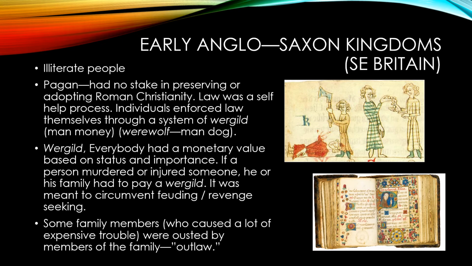These early Anglo-Saxons made up the southeast portion of Britain. They're illiterate, they're pagan, and they are not adopting Roman Christianity. Law for them was a self-help process. Individuals enforced law themselves through a system of wergild. Wergild translates man money, wer meaning man and gild meaning money. If you think about a gilded cage, that's a golden cage.